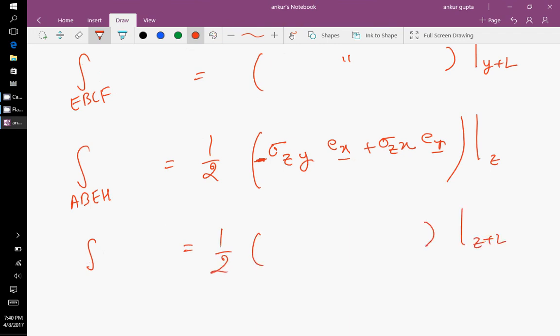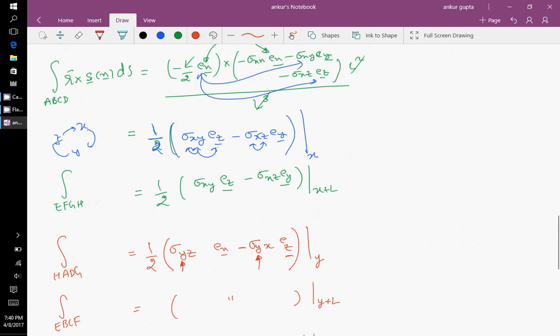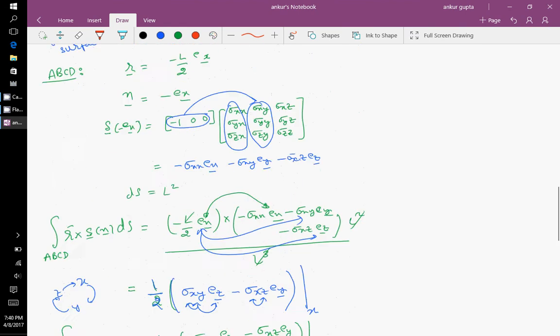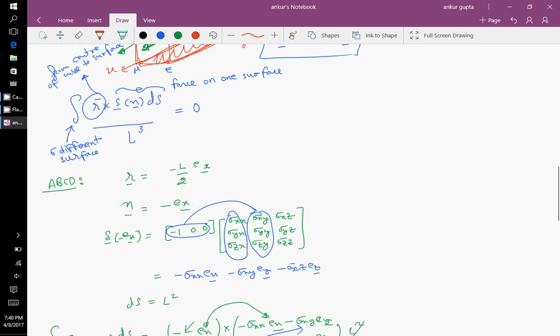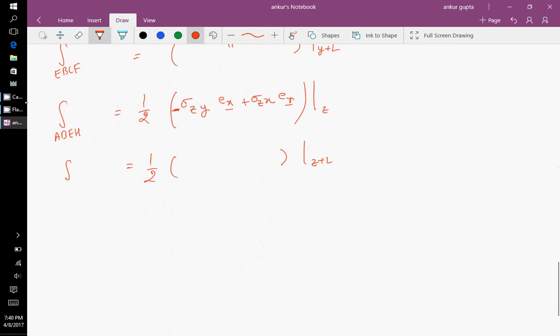So we have all the six contributions now: 1, 2, 3, 4, 5, 6. And we have to sum everything to get the right balance of torque on the entire system. So if you sum all of this, do the summation of all the terms, and take the limit L equal to 0.